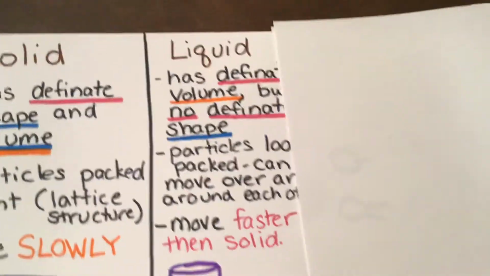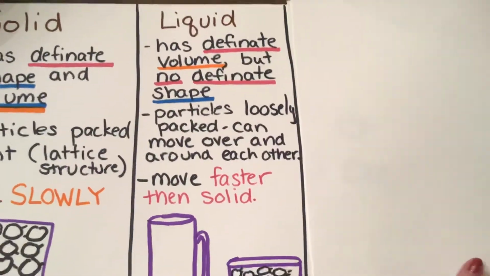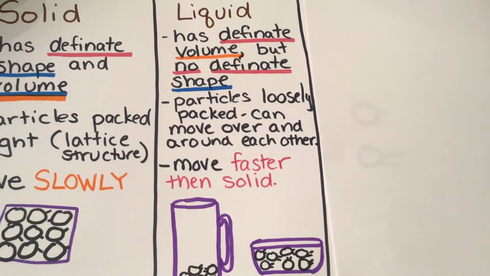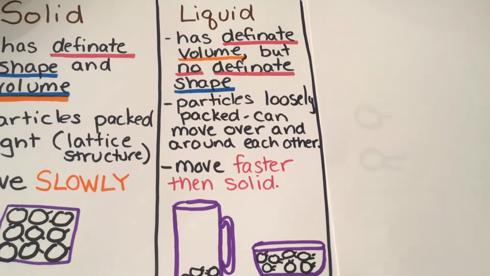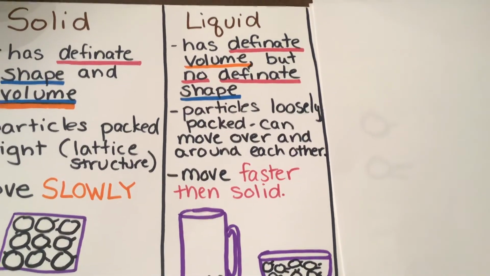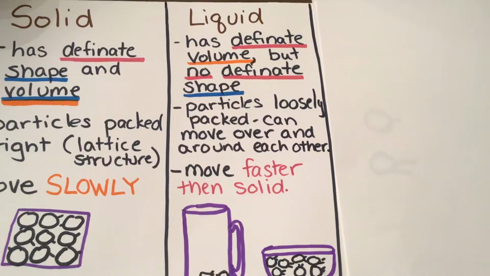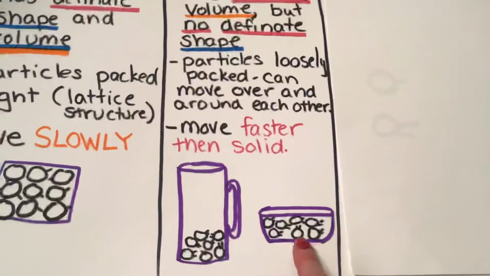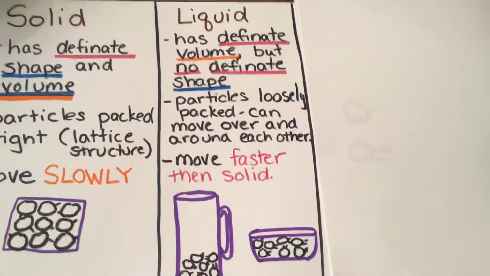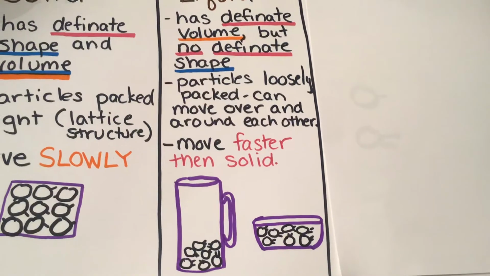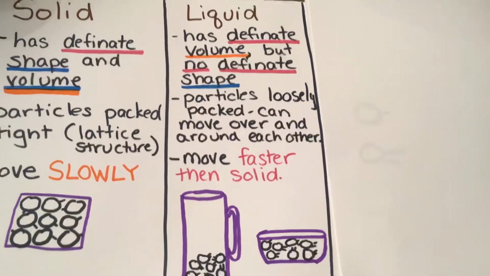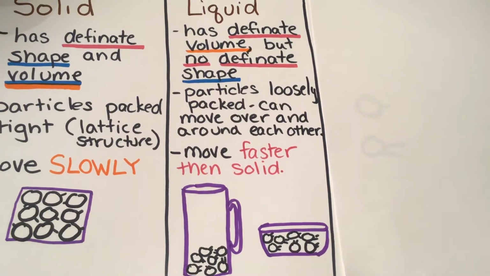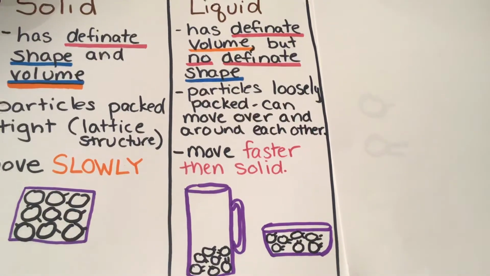Next we have liquids. A liquid has a definite volume, but no definite shape. So think about if you're cooking and you measured out 1 cup of water. If you poured 1 cup of water in a big tall pitcher like this, or a really small bowl, you'll still just have 1 cup of water. It'll be the same volume, but it'll be a different shape because it's going to take the shape of the container. So liquids have a definite volume. So for example, what we talked about, it has 1 cup, but it has no definite shape. It takes the shape of the container.